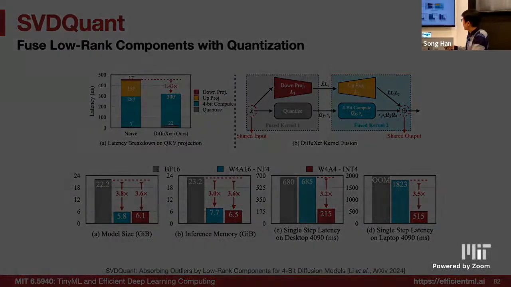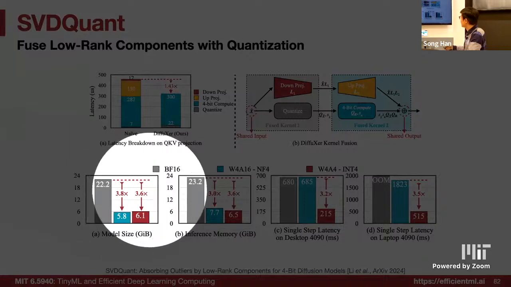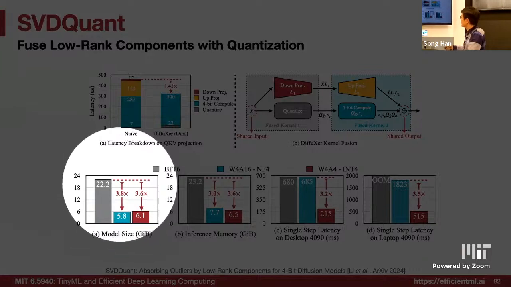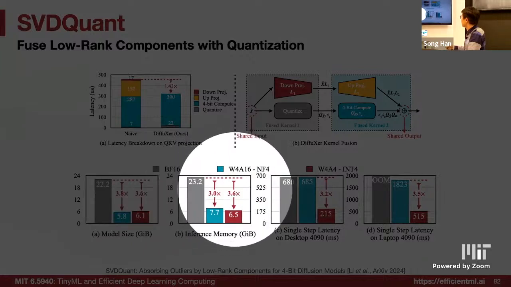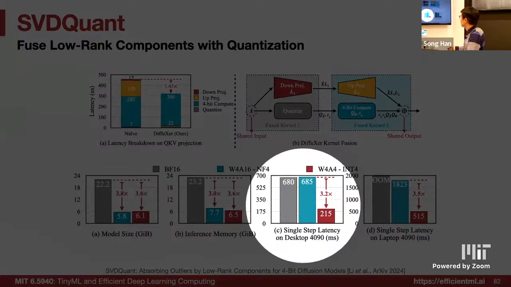So this is the speed up and the model size reduction. For the speed, compared with F16, we can reduce it by 3.6 times. For the W4A16 method, the conventional NF4 can also reduce the model size and the memory. We can reduce a bit more since we're also quantizing the activation. However, this is the beautiful part.